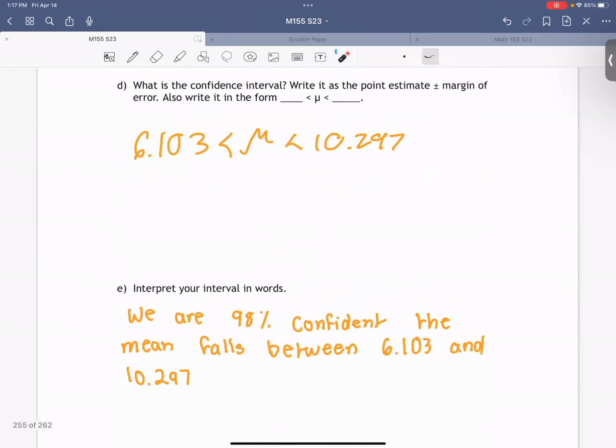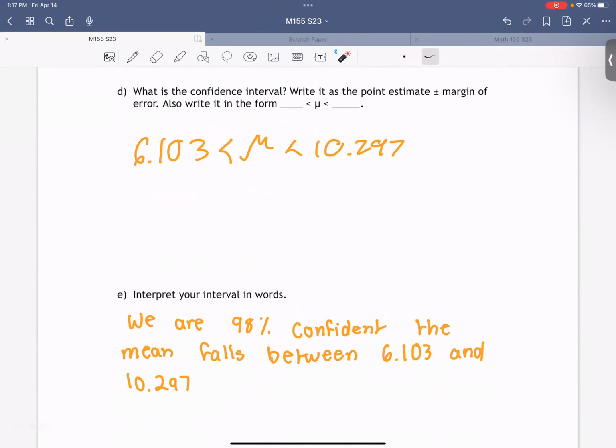All right. And finally was interpreting the interval. I forgot who wrote up this one. Whoever wrote it did a good job, right? You basically just follow the template. We are 98% confident this time that the mean falls between these two numbers. The only thing I might change about the interpretation is whenever we talk about the mean, remember there's a population mean and a sample mean. This is really talking about the population mean. So I wouldn't necessarily mark it wrong, but if you're doing a multiple choice question, the interpretation does talk about the population mean.